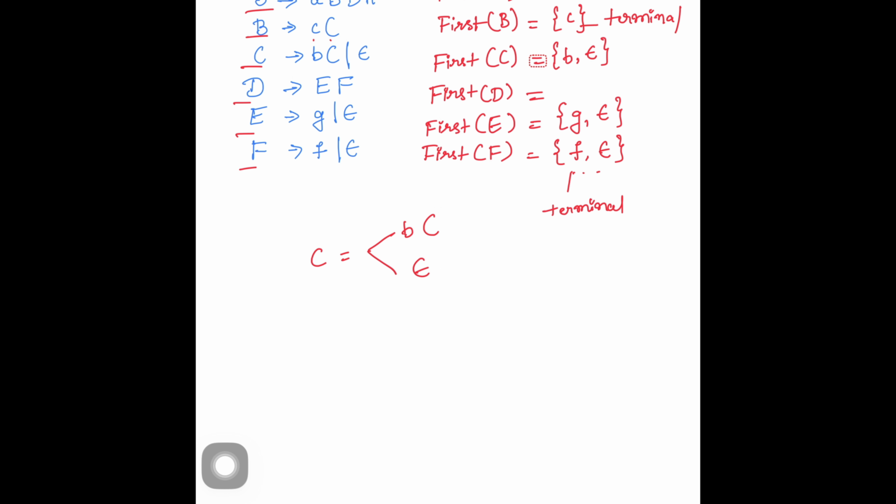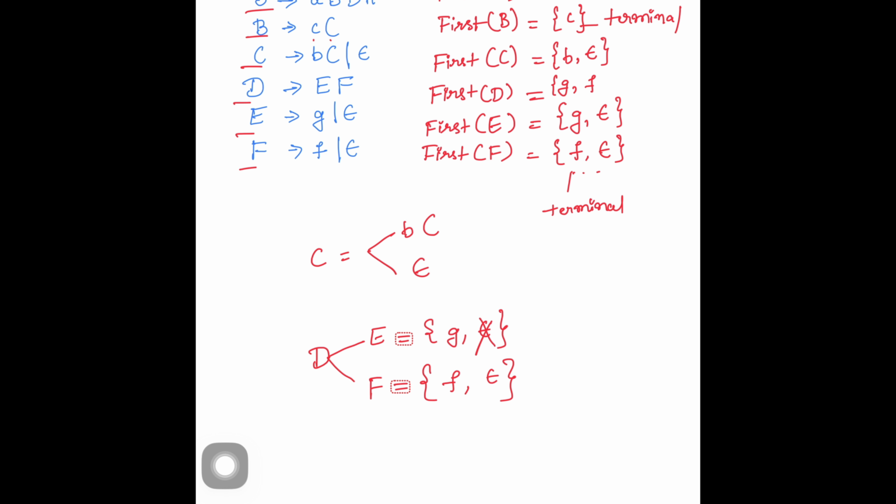Let's find first of D. D has the production D produces E F. First we look at E. The first set of E is G comma epsilon. So we add G to the first set of D. Since E can produce epsilon, E may disappear. Therefore, we move to the next symbol F. The first set of F is F comma epsilon. So we add F to the first set of D.